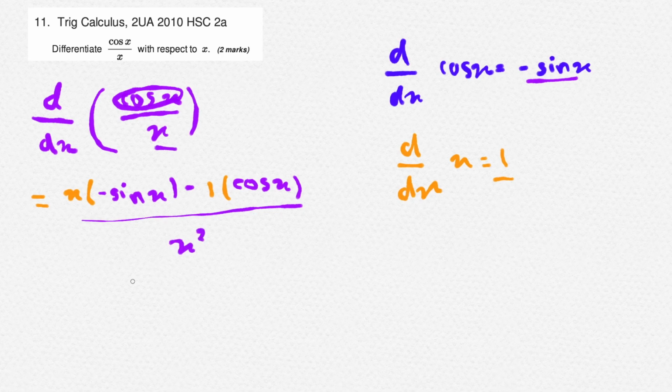Now let's simplify this. We times x by minus sine x, which will give you a value of minus x sine x, minus 1 times cos x. 1 times cos x is simply cos x. Now divide this by x squared, and this will be your final answer.